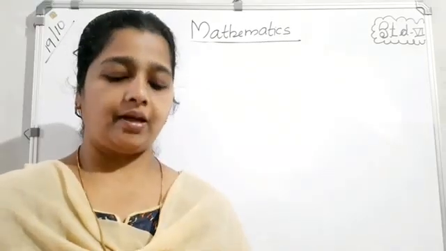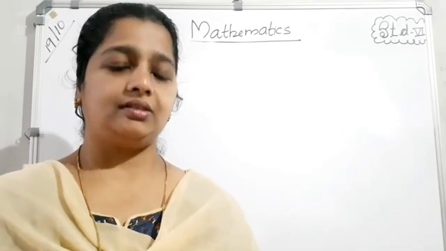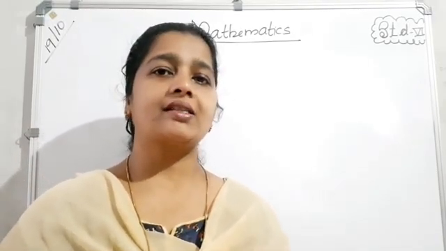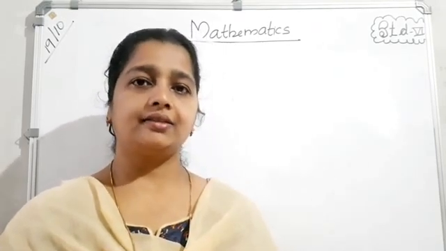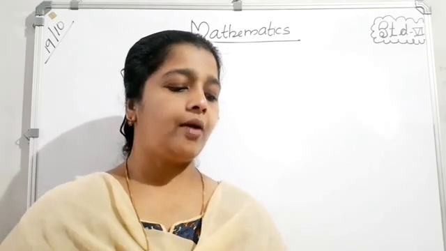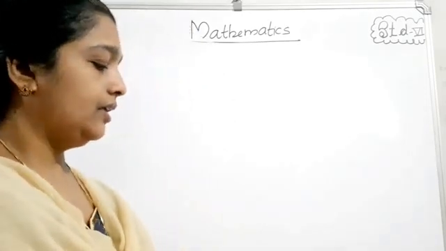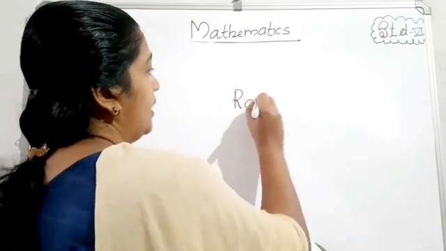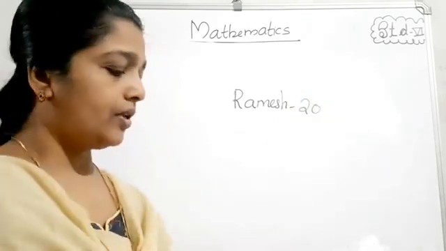Next, page number 147. You can take the textbook. Question number 8. You must write this question in the notebook also. Understand? Question: Ramesh had 20 pencils. So, first one, listen. Who is the first person? Ramesh had 20 pencils.